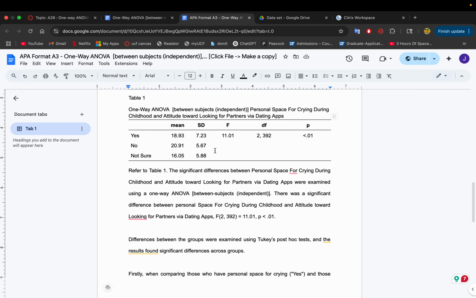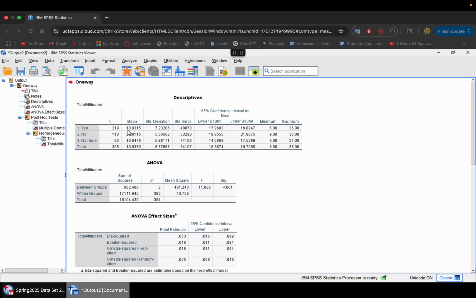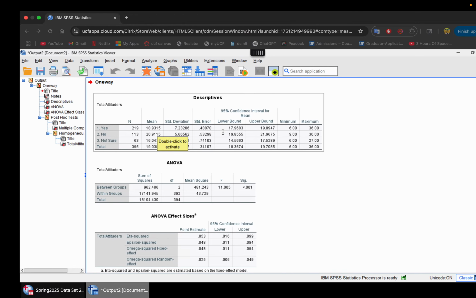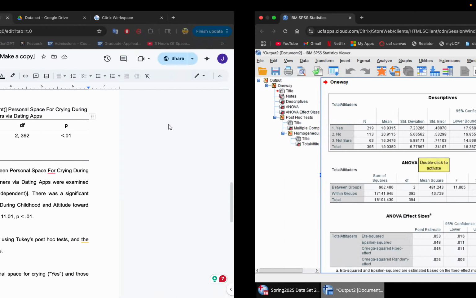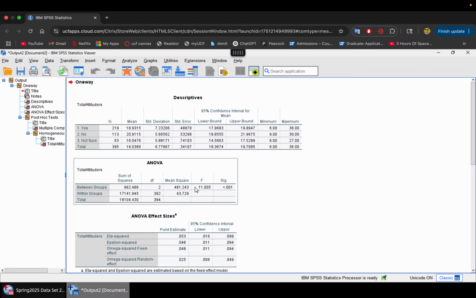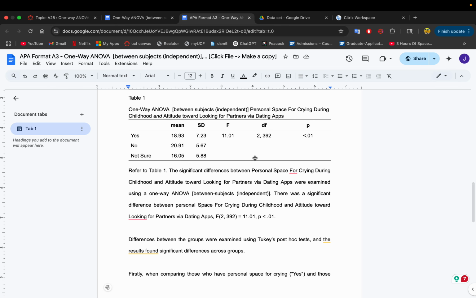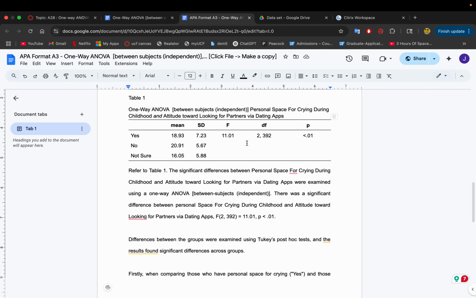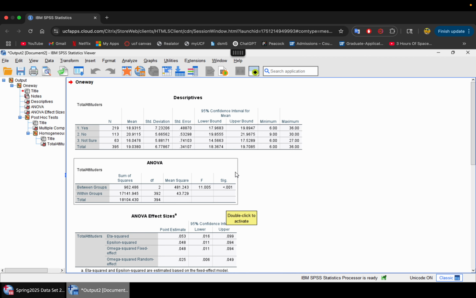It's going to include a table of the means for yes, no, and not sure. As we can see, yes, no, not sure, they're all right there. And then the standard deviation is right here. And then the F value you're going to find down here. And the degrees of freedom, 2 and 392, that's going to signify between and within. And then the P value is going to be this significance right here.